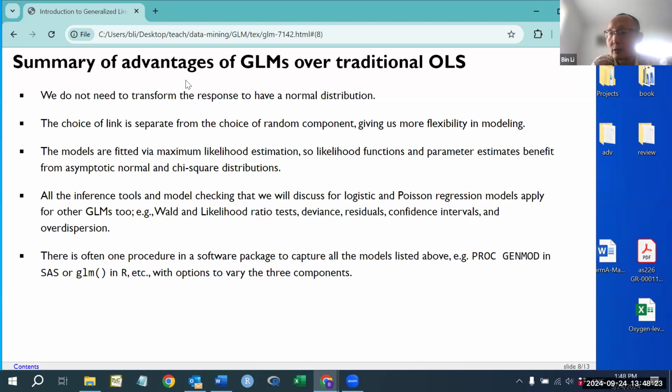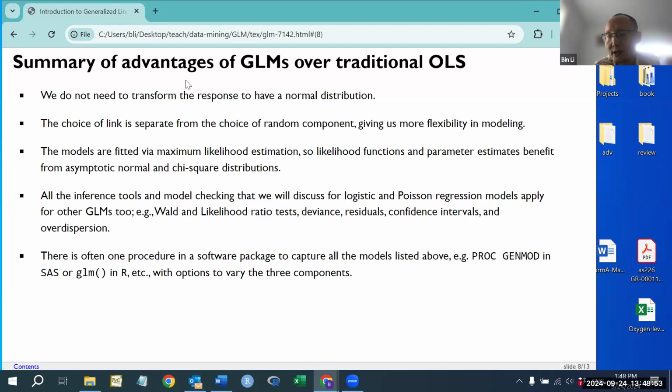We will see some examples. For the same type of distribution, we have multiple choices for the link function. Like for logistic regression, when the random component follows a binomial, logit is one of the options for the link function, but that's not the only one. We can use the probit link. We can use the C log link. So there are multiple choices, which gives us some flexibility.